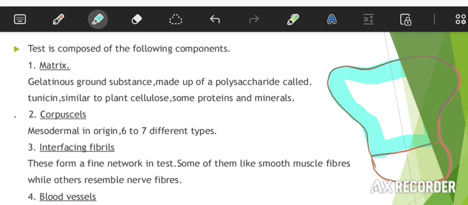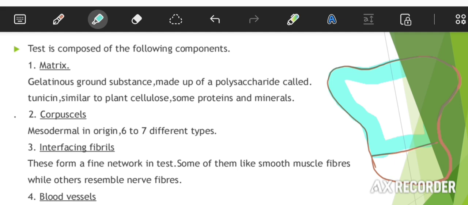So now these are the corpuscles. These corpuscles are mesodermal in origin, that is cells. Certain types of eosinophilus and various small or large cells are present here, 6 to 7 different types. There are amoeboid cells, eosinophilus cells, and small vacuolated cells. Receptor cells are also present in this matrix, and nerve cells also, which make the test a receptor organ, an accessory receptor organ.